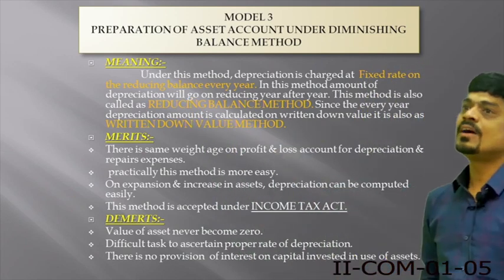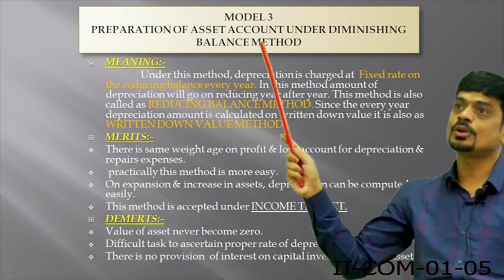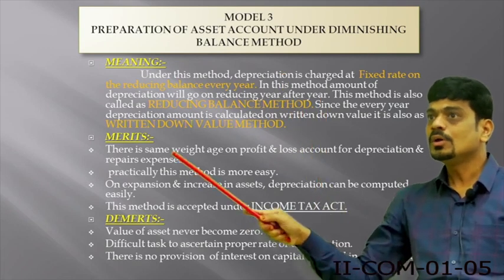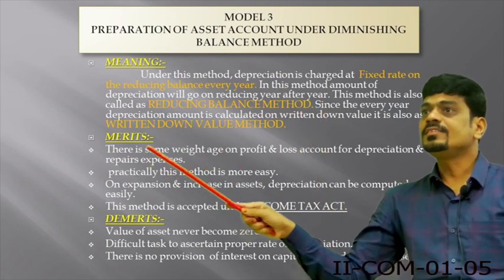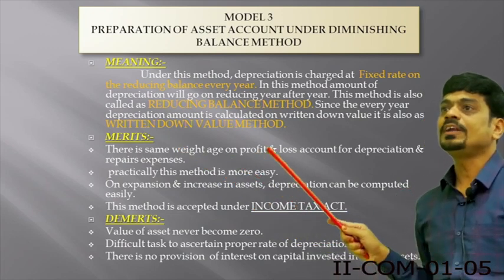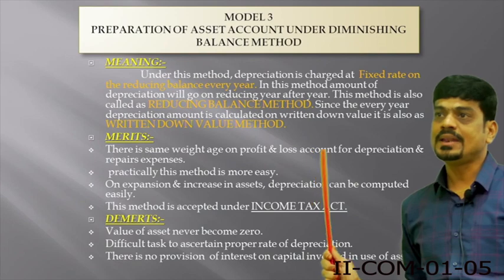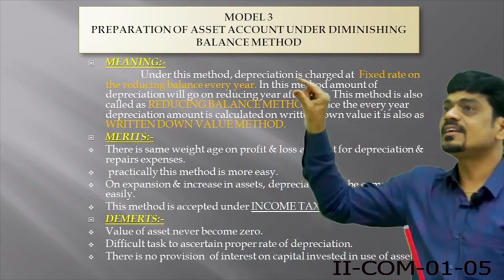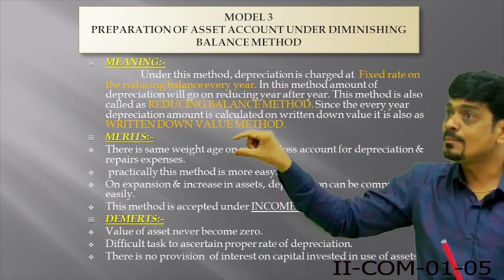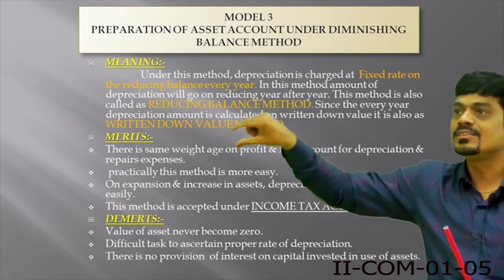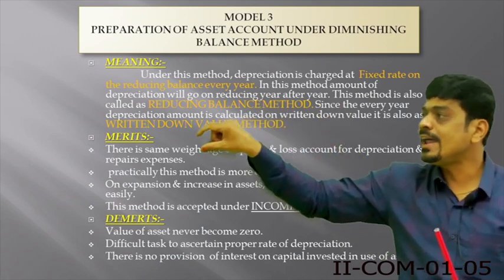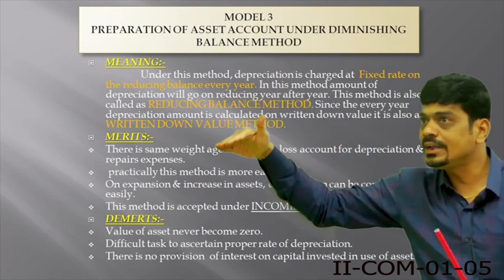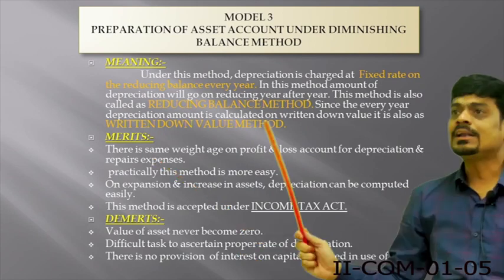Now, what are the advantages of this method? Again, from a 2 marks point of view, this question is important. What do you mean by diminishing balance method? So, merits: there is the same weightage on the profit and loss account for depreciation and repair expense. Same weightage in the sense the rate of depreciation is the same and the amount of depreciation is according to the written down value. If the value is 9,000, depreciation will be 900. 8,000, 800. Like that, accordingly we are charging depreciation. And practically it is more easy.